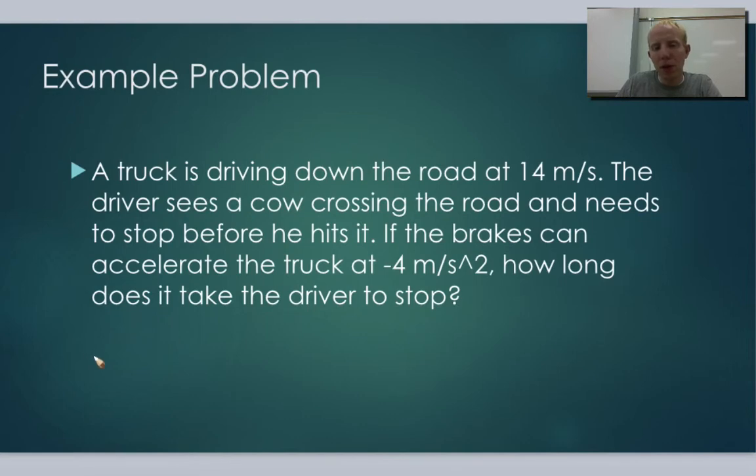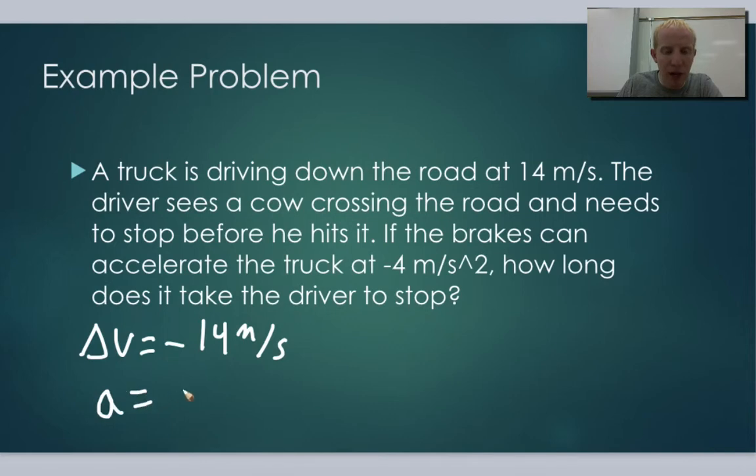Okay, but let's see what we know. We know that the car was going 14 meters per second and it has to stop. So that change in velocity is going to be -14 meters per second. Okay, it was going 14 meters per second. It had to slow down to stop. That's a change of -14 meters per second. And we also know in this case the acceleration of the truck that can be applied by the brakes is -4 meters per second squared. So now we know acceleration and the change in velocity. We're trying to find the time.